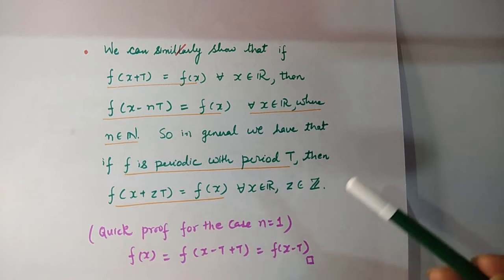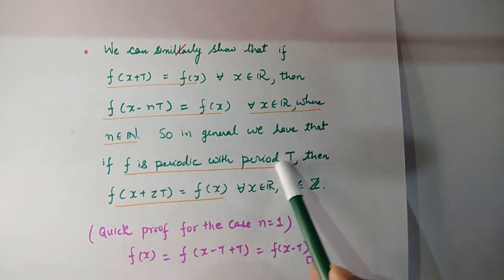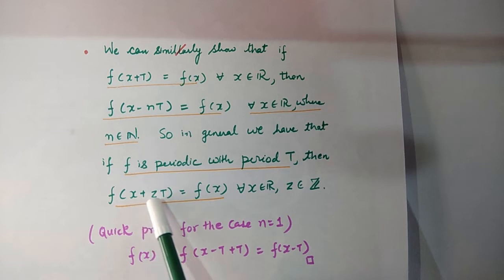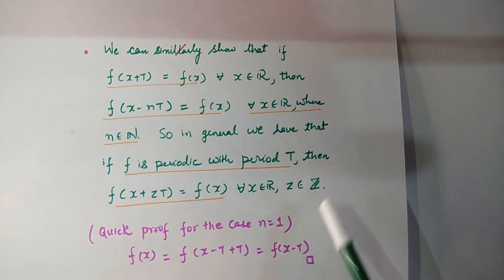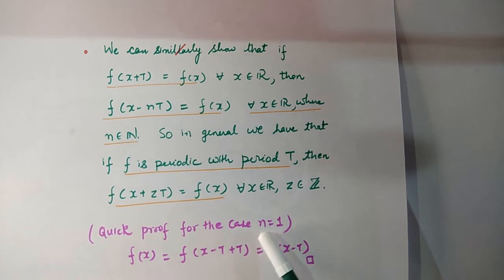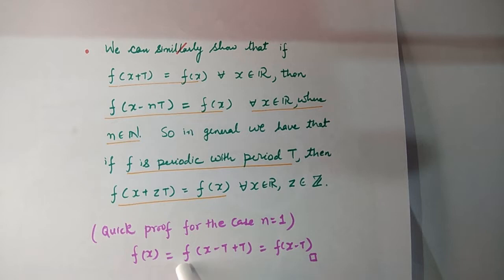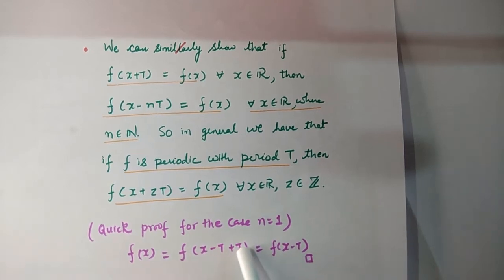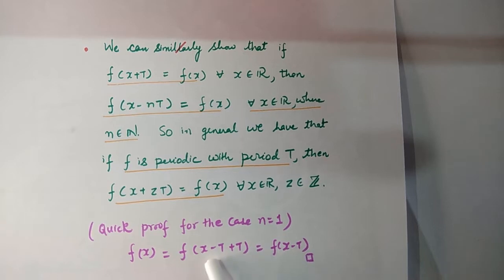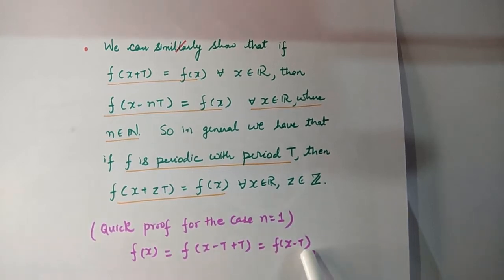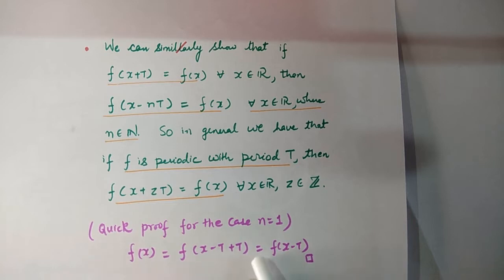So in general, what we are saying is that if f is periodic with a period t, then f of x plus zt is equal to f of x for all x belonging to R, where z is any integer, not necessarily a natural number. We'll see a quick proof of this for the case when n is equal to 1. So f of x is equal to f of x minus t plus t. But now since t is a period, this is simply equal to f of x minus t. So we have proved that f of x is equal to f of x minus t.